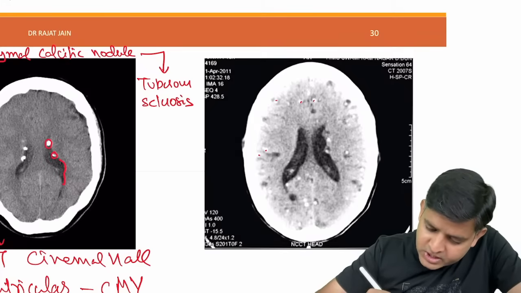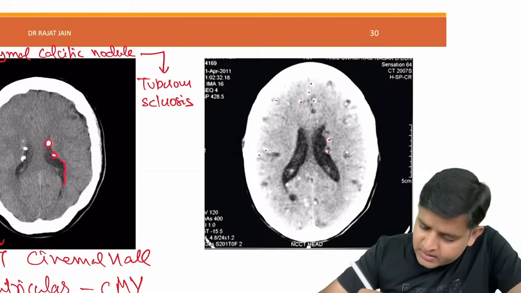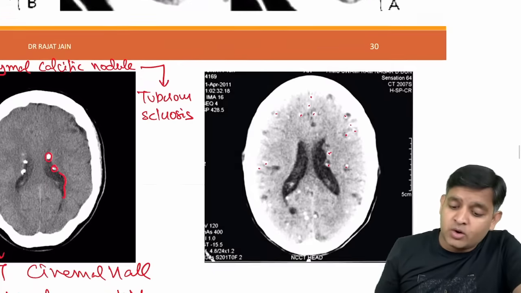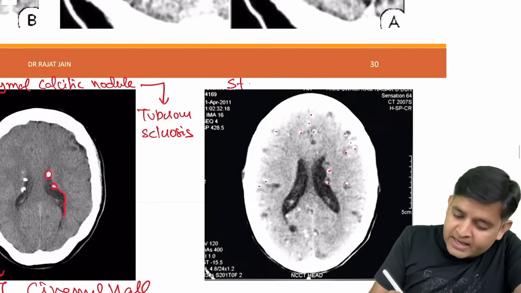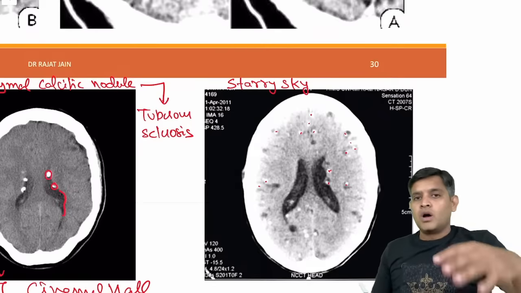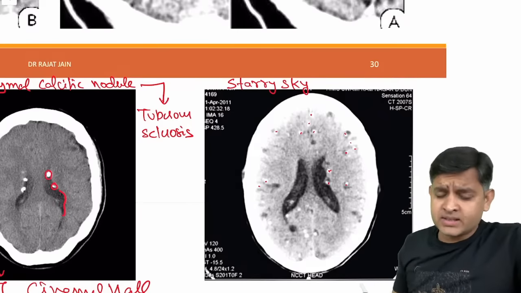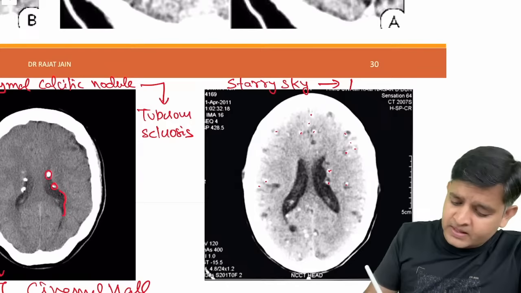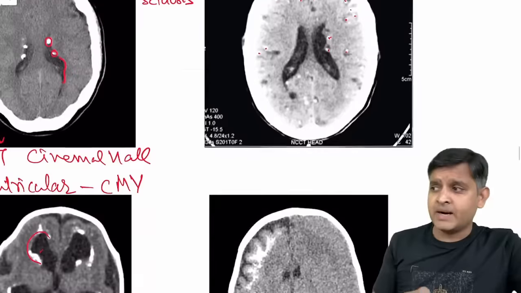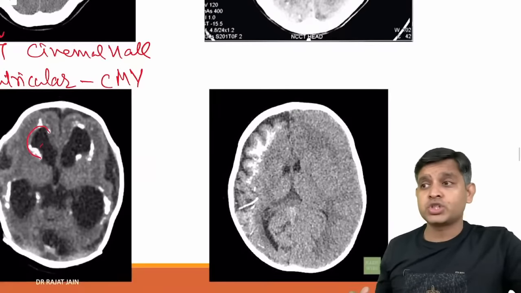What is this? Small calcification scattered in the brain. It looks like there is a bright starry night. So, starry sky pattern. Starry sky pattern is a feature of neurocysticercosis.